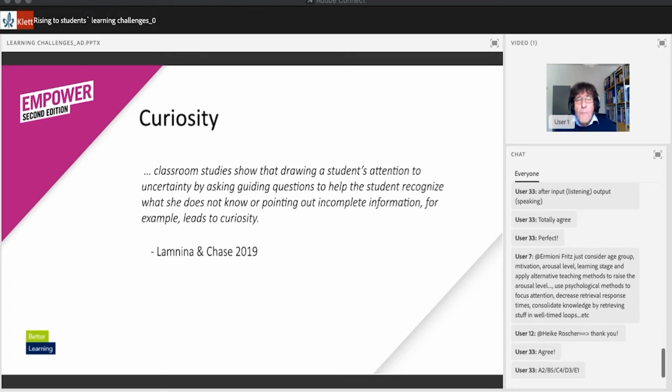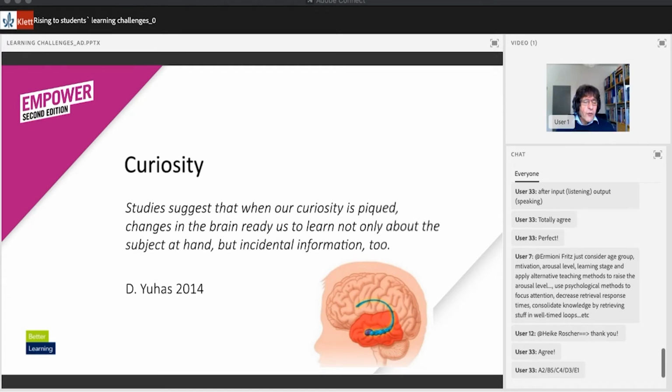So, for example, eliciting grammar is likely to be more effective than presenting grammar because students are aware of what they don't know in this process. Second quotation, this comes from actually neurological research rather than language learning research. This is from Juhas, and this is what he says about the effect of curiosity. He says, studies suggest that when our curiosity is piqued, when it's aroused, changes in the brain ready us to learn not only about the subject at hand, but incidental information too.